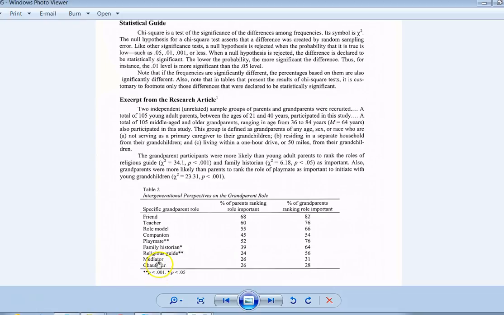The next question asks the difference between significance for playmate, family historian, and role model. Well, let's look at family historian. Role model's not significant. We don't include that. Family historian or playmate. So we look at the significance level. The answer is playmate. The next question on your exercise, I want you to answer and bring to class on Monday, and we'll just talk about that.